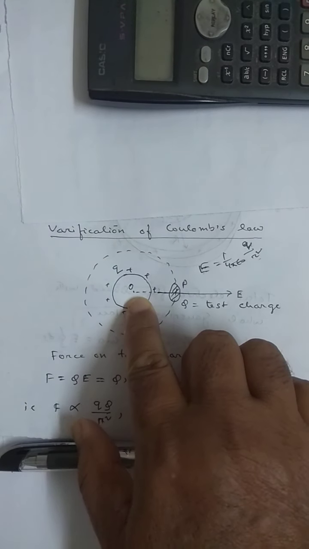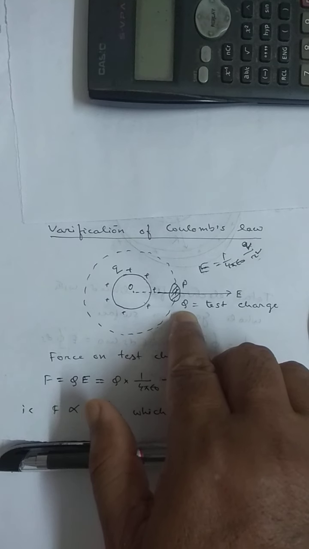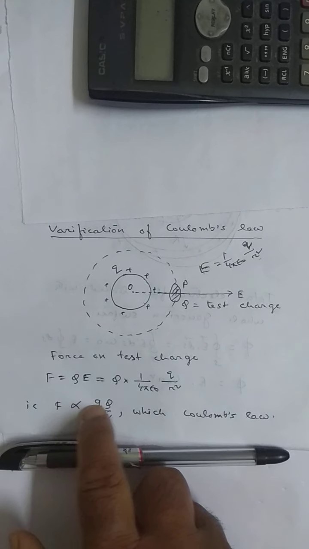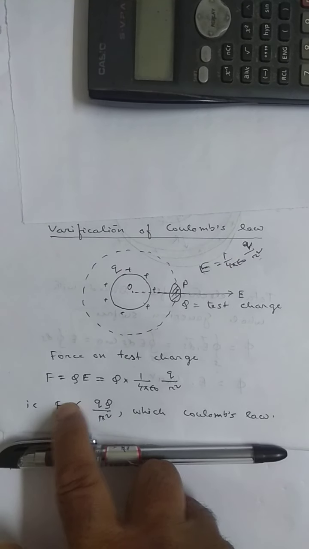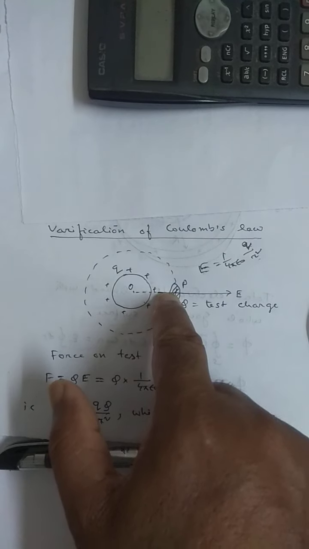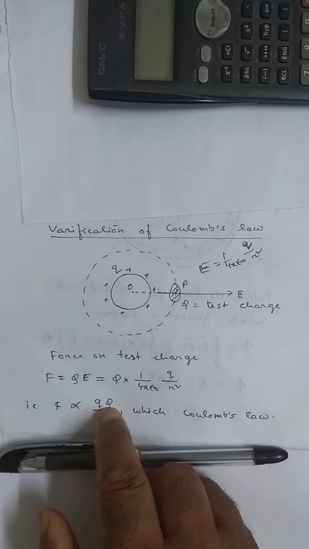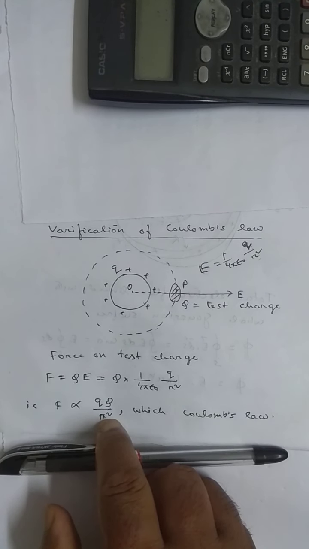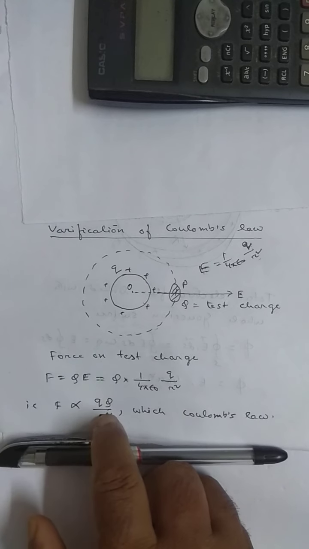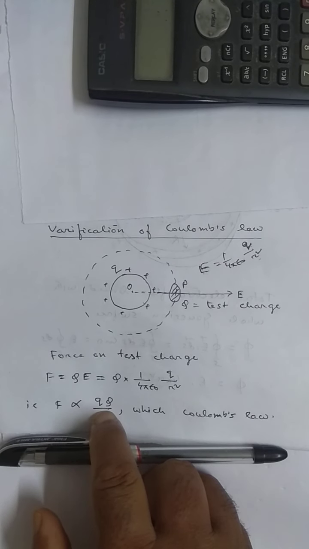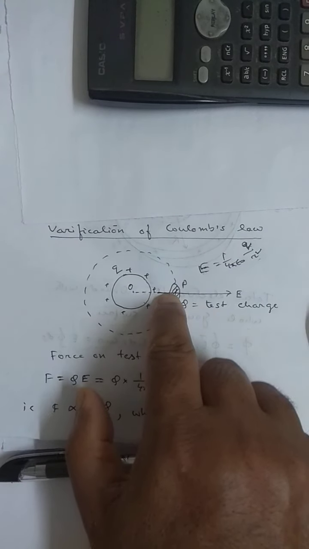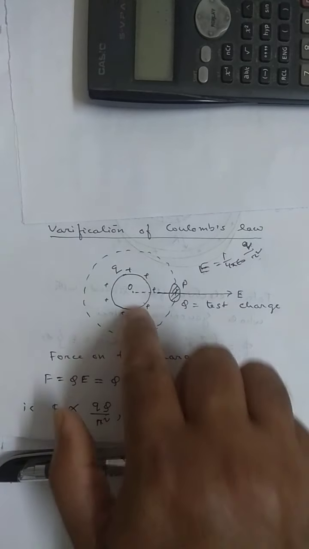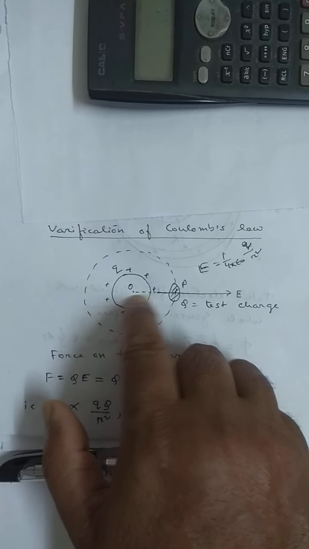This is one charged body, it has a charge Q. This is another charged body, it is capital Q. What is the force of interaction between them? F proportional to Q into capital Q. That means force of interaction between these two charges is directly proportional to the product of the charges and inversely proportional to the square of the distance between them. What is R? R is the distance of this charged body and this charged body. Only here R is the distance of center of this charged body to this charged body.